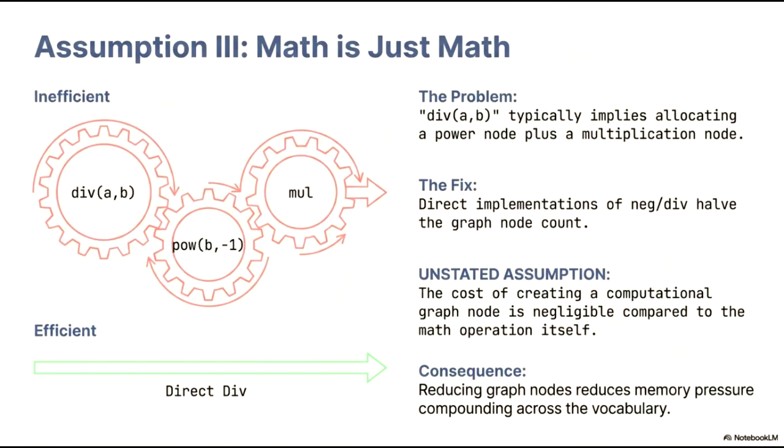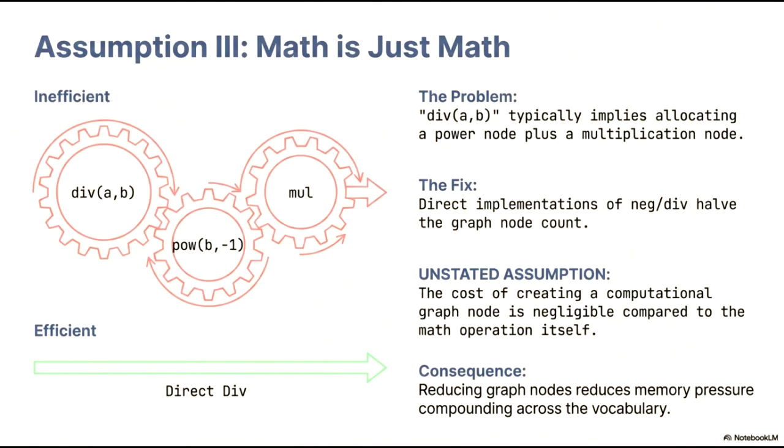Assumption 3 explores the misconception that math is just math in the context of computational graphs. In many standard implementations, an operation like division, denoted here as div of a, b, is treated inefficiently by breaking it down into two separate operations, a power node for b raised to the negative first power, followed by a multiplication node. This approach doubles the necessary infrastructure for a single logical operation. The fix is straightforward. By using direct implementations for negation and division, we can effectively halve the graph node count.